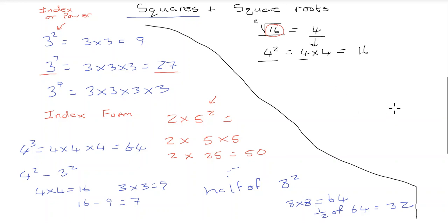So, some other examples. If you have, for example, the square root of 25, the square root of 25 is 5. If we think about that, 5 to the power of 2 is equal to 5 multiplied by 5, which is equal to 25. So the square root of 25 is 5, just like we've got here.